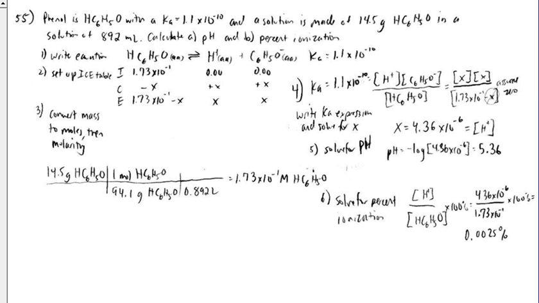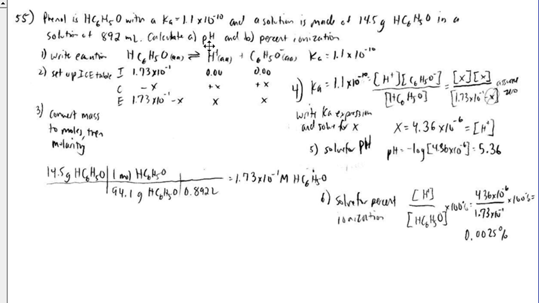Let's check out problem 55. Problem 55 is similar to problem number 47. You're given a weak acid. You're told it has a Ka value. You're told you mix a certain mass of it into a certain solution. You're asked to find the pH and the percent ionization.